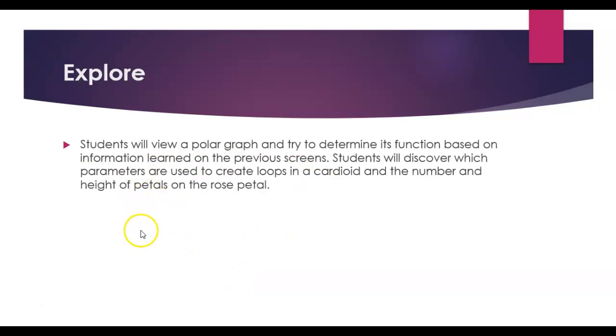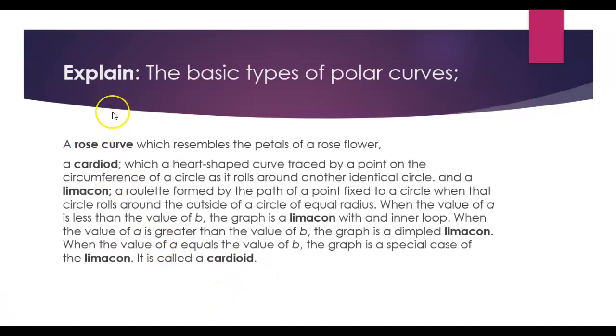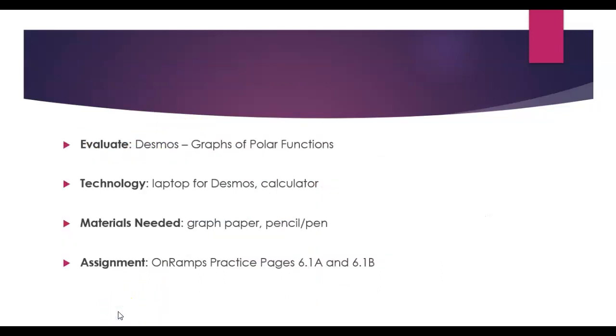Next, our students will view a polar graph and try to determine its function based on information learned on the previous screens. Students will discover which parameters are used to create loops in a cardioid and the number and height of petals on a rose petal. And then they will get an explanation of the basic types of polar curves. And it'll go through all of that, and I'll go through that during the lesson as well.